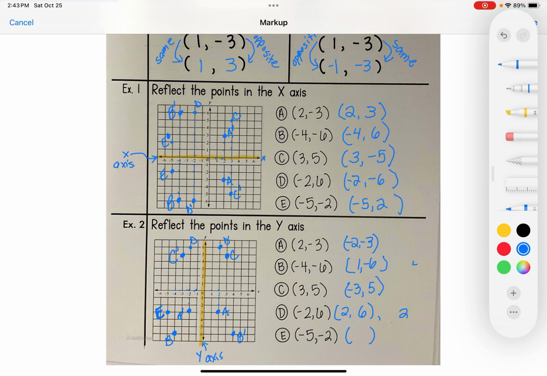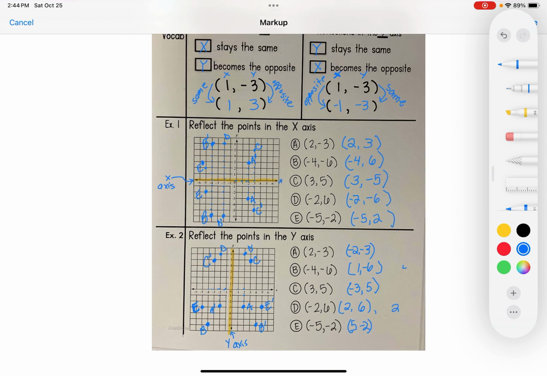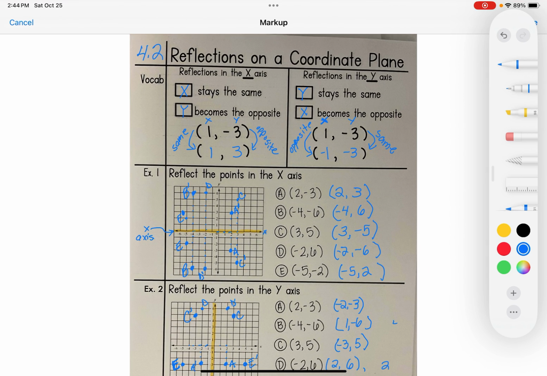Okay, so now I'm going to do the opposite. I'm going over the Y, so I'm going from quadrant 3 over to quadrant 4. So I'm going to keep my Y the same since I'm going over the Y, and the X is going to change and become positive. So I'm going to go 1, 2, 3, 4, 5, down negative 2. I end up right here, E prime. And that is how you make reflections.